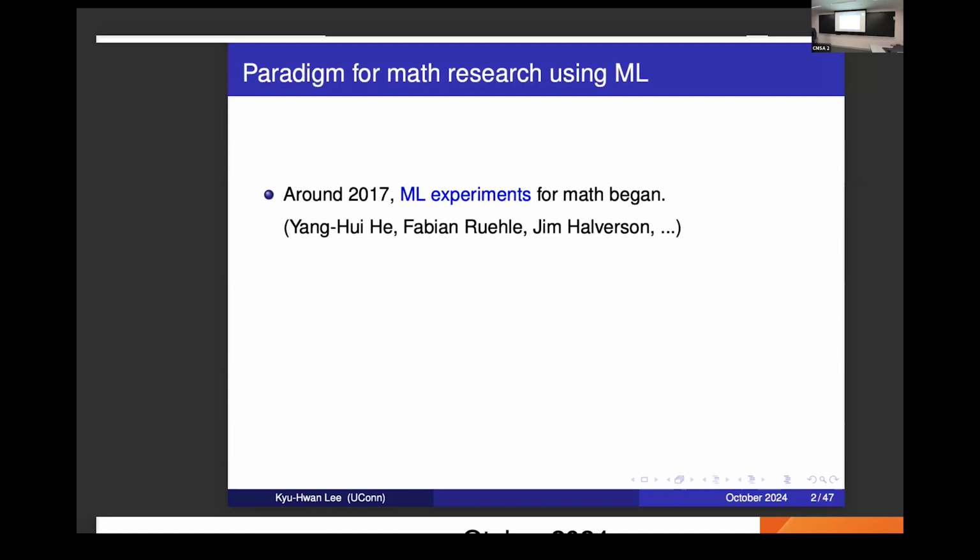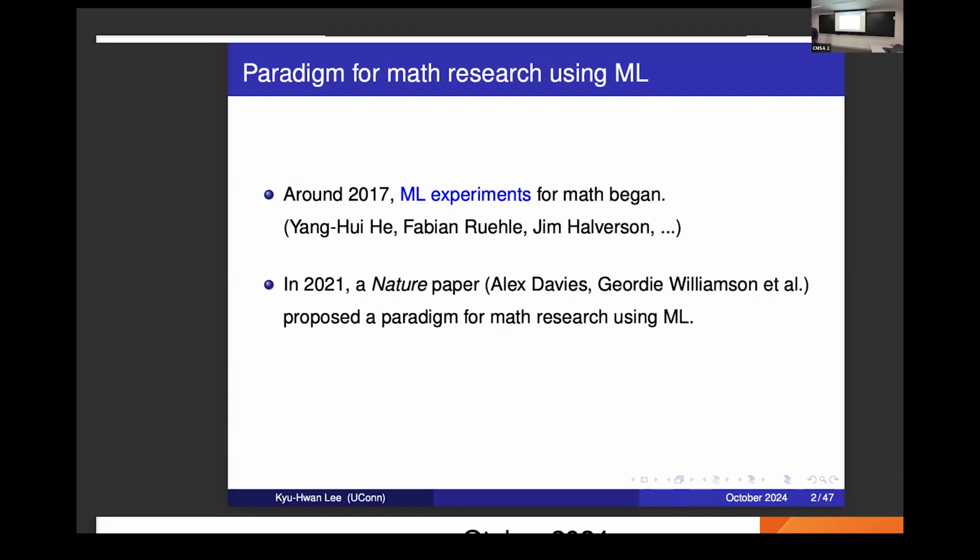Around 2017, machine learning experiments for mathematics began. Yesterday, Yang gave a nice overview. It started with a group of string theorists, and the first pioneers were Yang Liu, Fabian Ruehle, and Jim Halverson, and many other people. This morning, Ding Dong gave us a talk, and as he mentioned, in 2021, a Nature paper by Alex Davies and Geordie Williamson appeared. The paper basically proposed a paradigm for math research using machine learning.